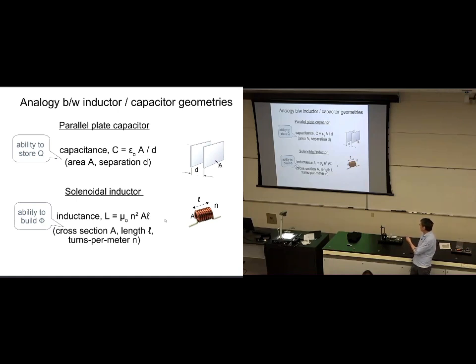In the capacitor's case, you saw the geometrical properties of the parallel plate capacitor. In the inductor's case, you see the geometrical properties of the inductor. Its number of turns per unit length, that's the lowercase n. Its cross-sectional area over which the magnetic field exists, that's the uppercase A. And the length of the solenoid, that's the cursive L here.